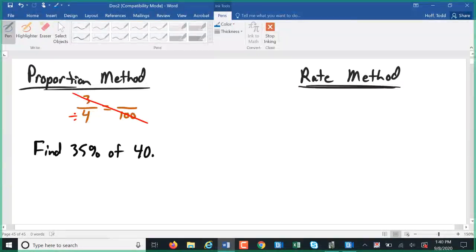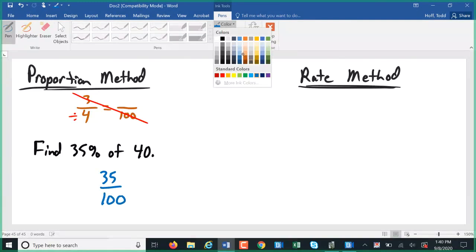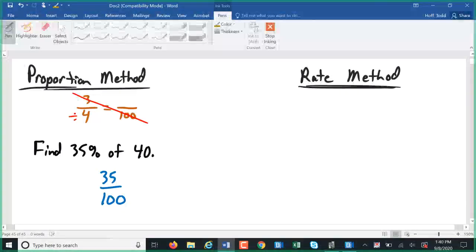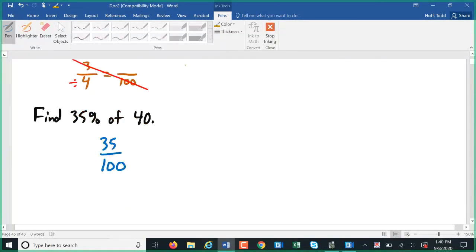So we're going to start off with the percent. 35%, of course, means 35 out of 100. Now, before we do anything else, let's talk about what those two numbers mean in that ratio. Remember, 35% is a ratio, 35 out of 100.